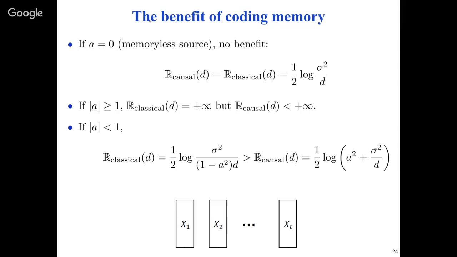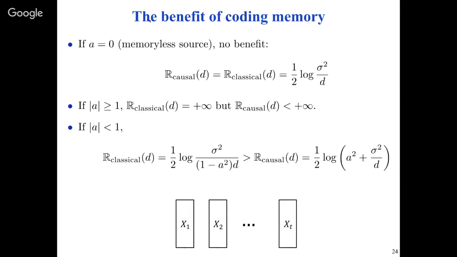And if we just look at this formula, then we can gain some insight as to why memory is useful. So if we look at two settings here, in one setting, we are coding at time i, and we are forgetting everything that happened before. This is what's labeled classical. So classically, you would encode a block of length n, so x could be a block, and you would forget the past. And then what's labeled causal is the causal setting that I was talking about. And so if a equals 0, which means a Gaussian memoryless source, then there is no benefit to memory, because if we plug in a equals 0 to the Gauss-Markov formula, we notice that the two rate distortion functions are equivalent.